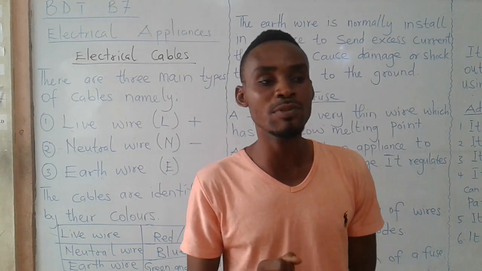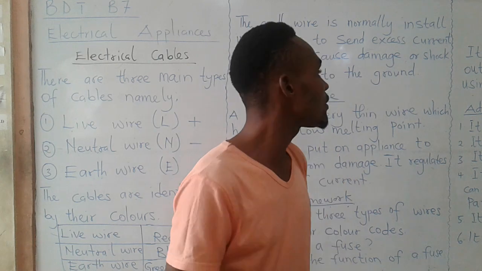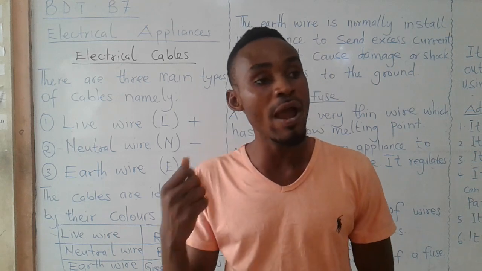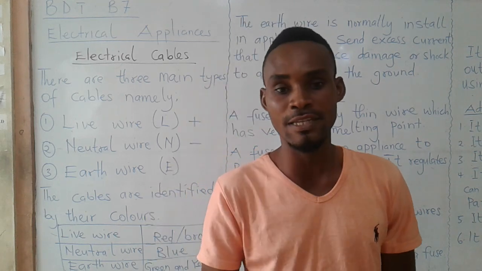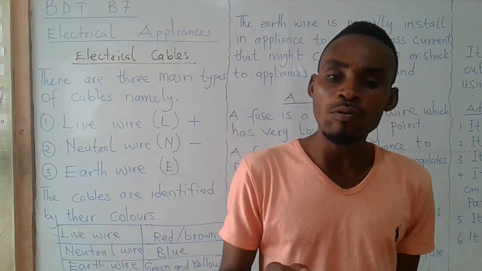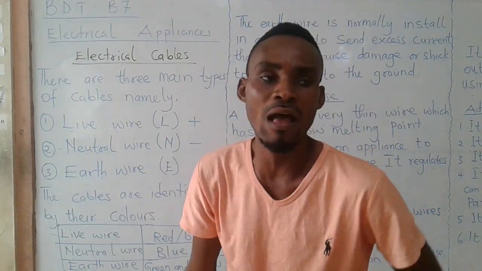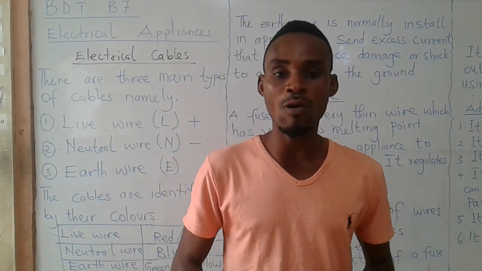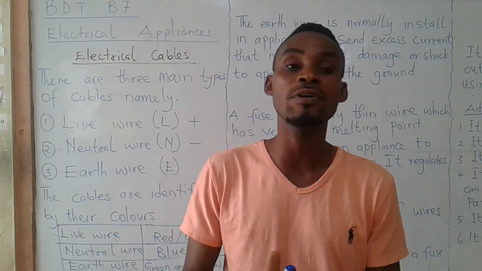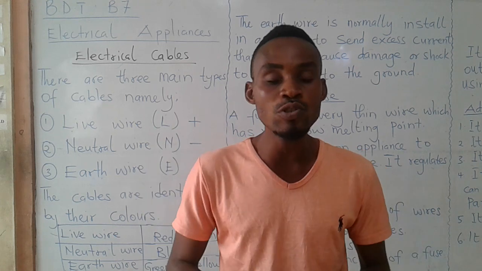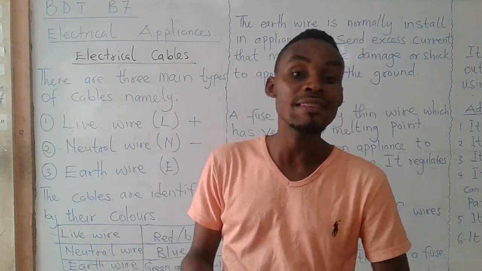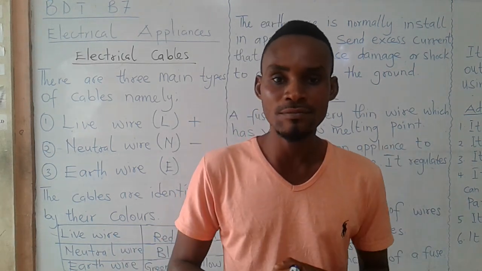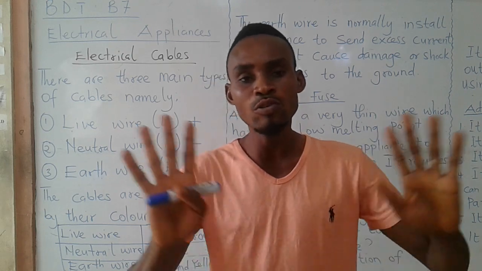Now, we also have something we call fuse that we normally put in the appliance. And what is a fuse? A fuse is a very thin wire with a very low melting point. Now, what is the purpose of putting a fuse in electrical appliances? The fuse is put in electrical appliances to prevent damage of gadgets. Anytime excess current passes through them, the fuse wire melts. At this point, the circuit becomes disconnected.